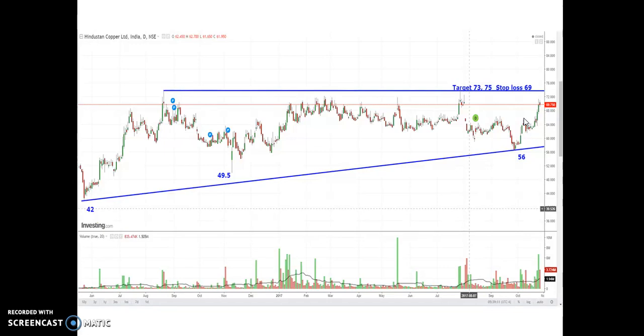As per the above mentioned technical parameters, we recommend a buy on Hindustan Copper above 70 rupees with a stop loss of 69 and a target of 73 to 75. And remember one thing, this is a short term analysis, not for the mid term and the long term.